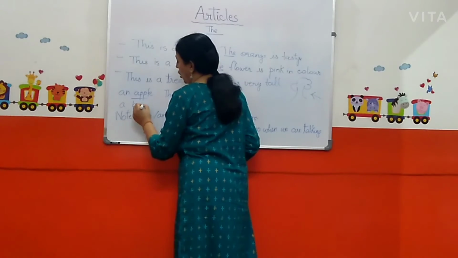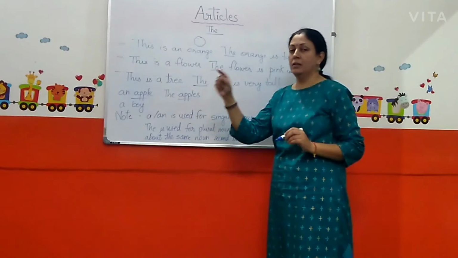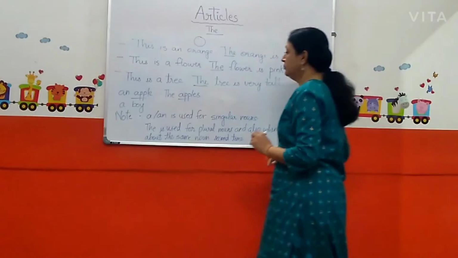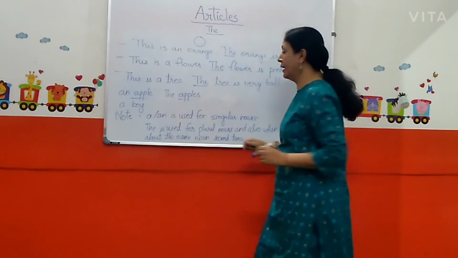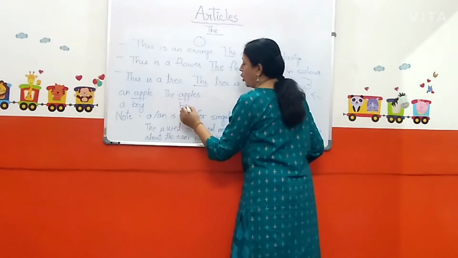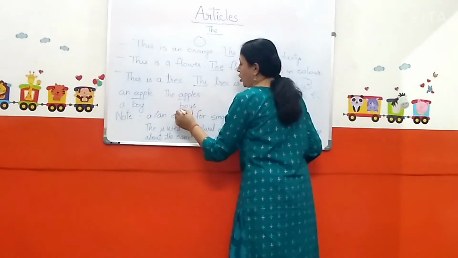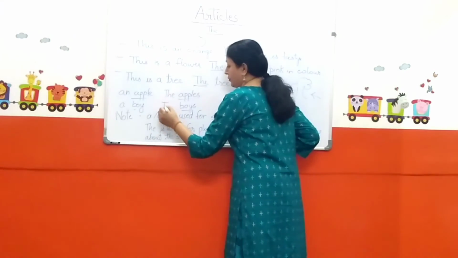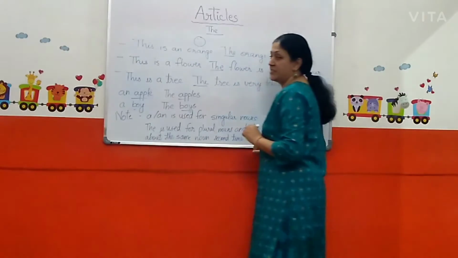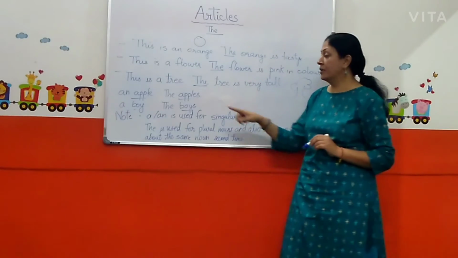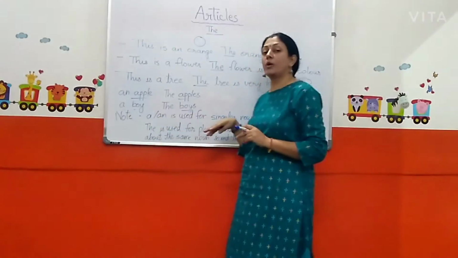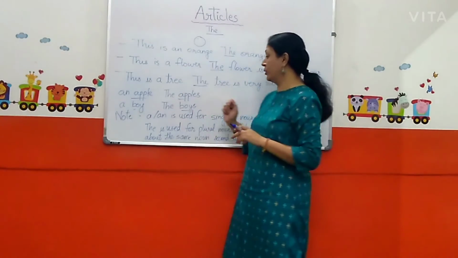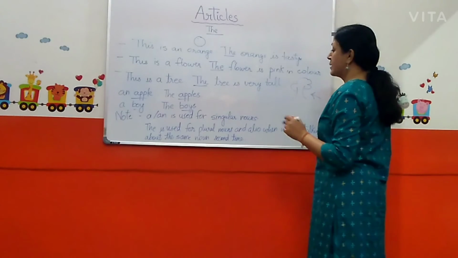A boy. A boy is single. यहाँ पे एक लड़के की बात हो रही है तो we will write a boy. But जब एक से ज्यादा लड़के हैं it will become boys, the plural form of boy. Then what will we write? Yes, we will write the boys. We will not write a boys. We will write the boys because we are talking about many boys, more than one boy. Okay. So let's see some more examples.